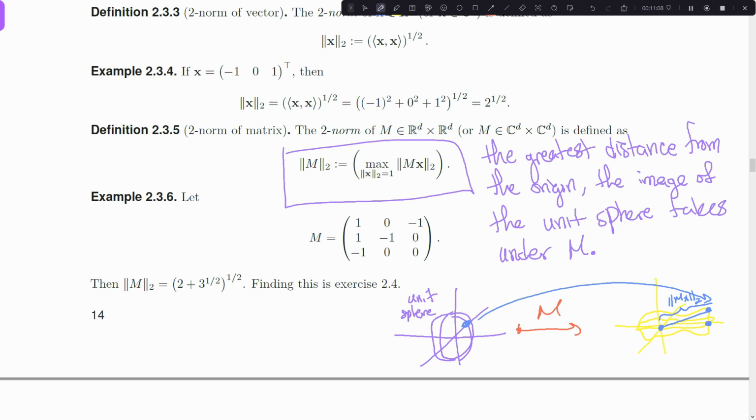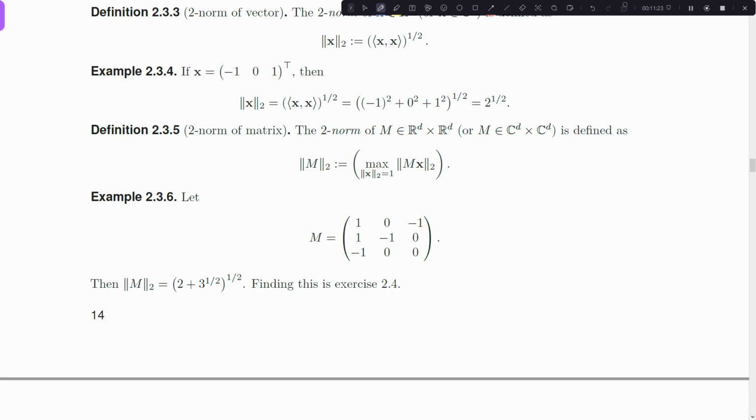So it really just gives us a way of saying, what is the most that this matrix can stretch things? Because since it's linear, if it stretches the unit sphere so far, it's going to stretch every other vector at most that far as well. You can think about it the other way: this is the most M can stretch a vector by in multiplication. So the most it can possibly stretch a vector by is its 2 norm.